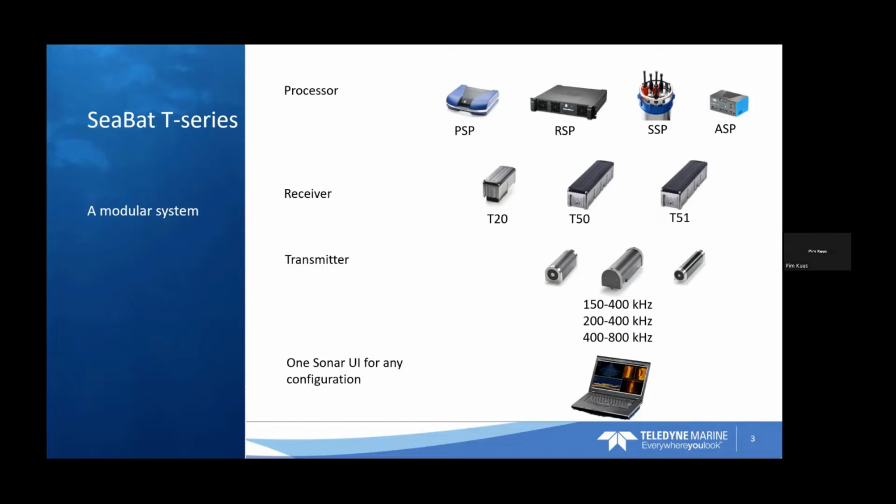In terms of software, there's just one software that operates all of these systems, but all the number crunching, the beam forming, the snippets generation and the normalized backscatter generation, all that happens on the processing end. That's really where the heavy processing power is needed.